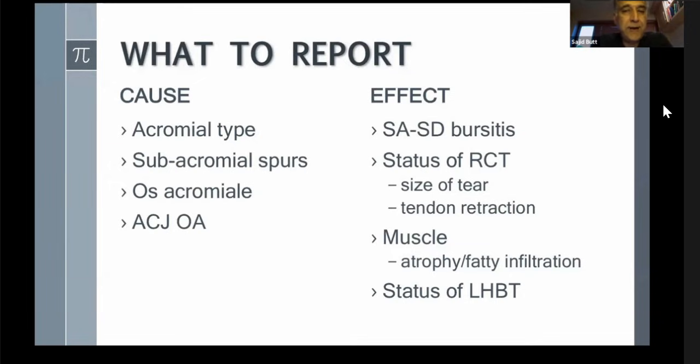In terms of effects of all these pathologies, you want to see subacromial subdeltoid bursitis. How bad is that? You want to see the status of the rotator cuff, if there is a tear or not, if the tendon is retracted or not. You want to see the grade of the muscles. And finally, you want to see the status of the long biceps and of the glenohumeral joint.